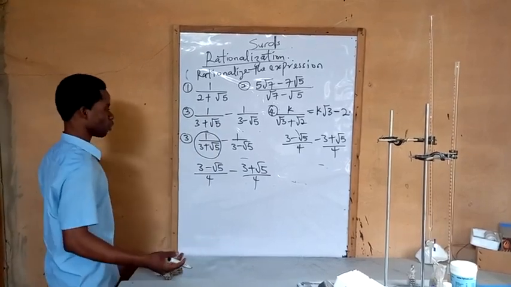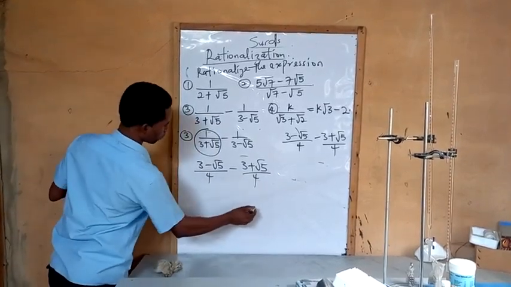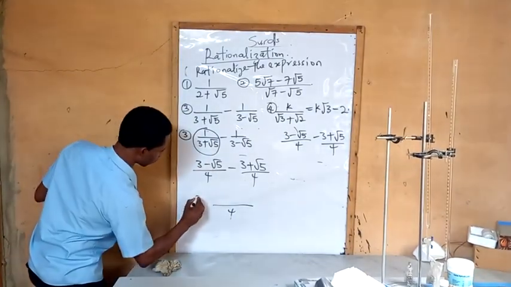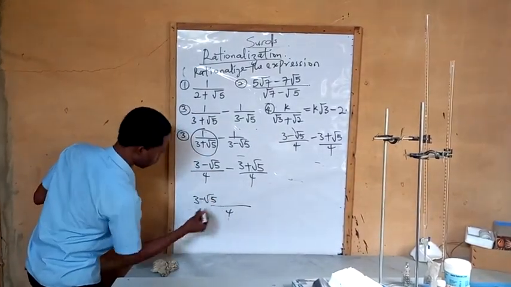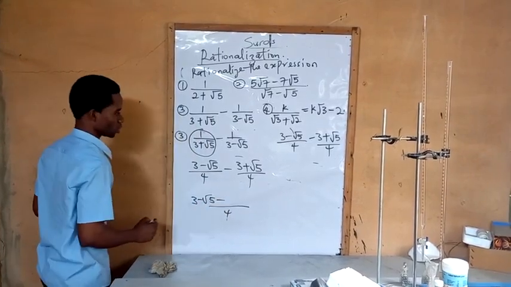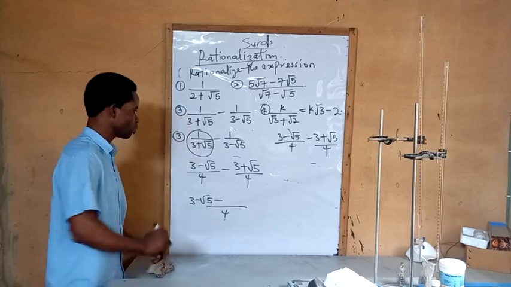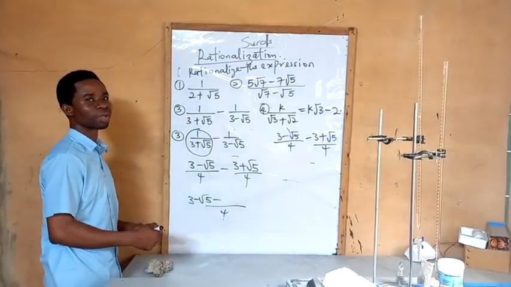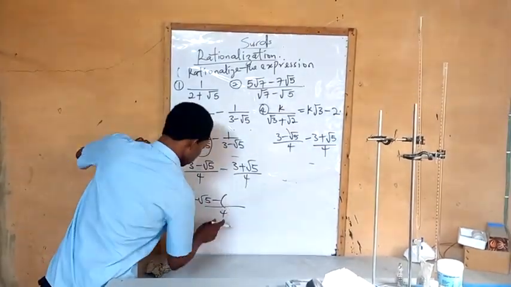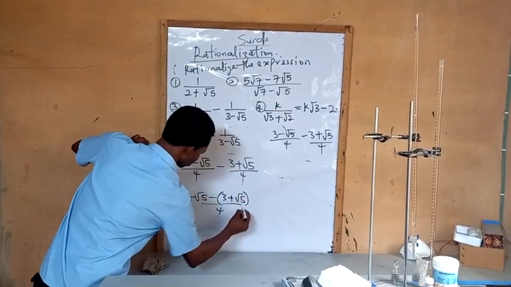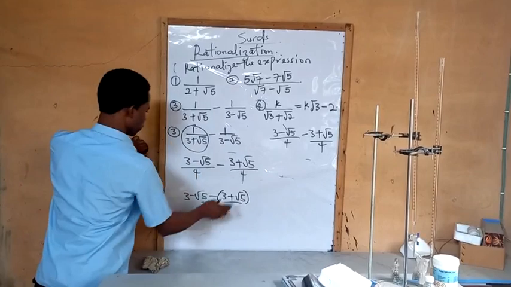So don't forget the LCM will just be 4. Very simple. 4 for 1, 1 times this, that is 3 minus root 5 minus. So anytime you are doing mathematics and a minus comes like this, put the next inside the bracket so that you get the real answer. Into bracket, 4 for 1, 1 times that is 3 plus root 5. So that you know the LCM is 4, just split it.